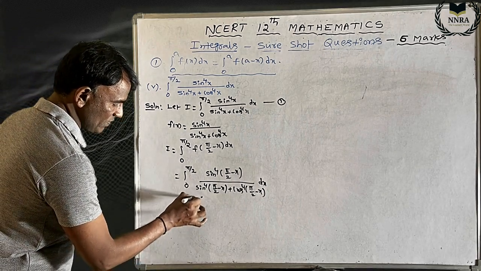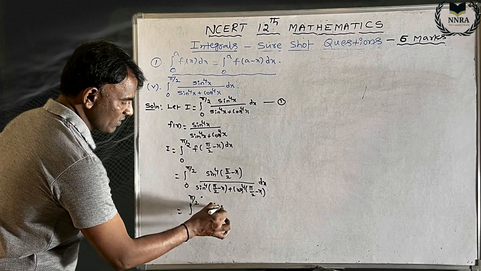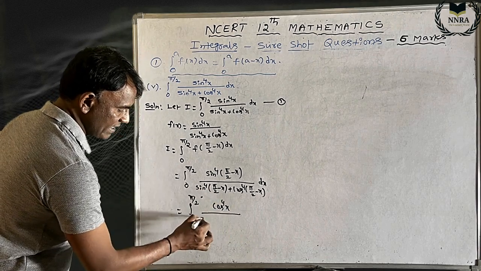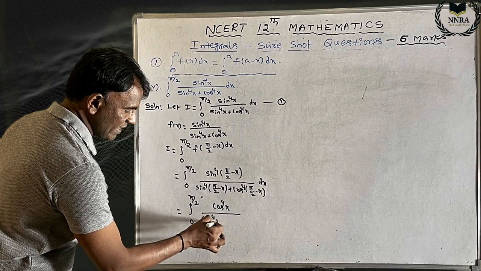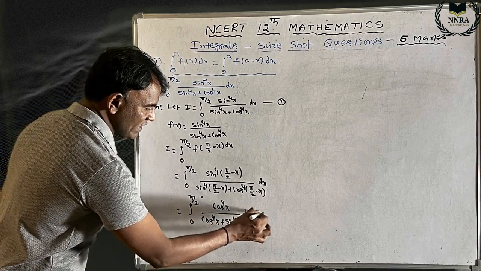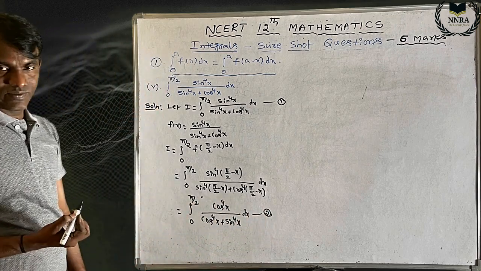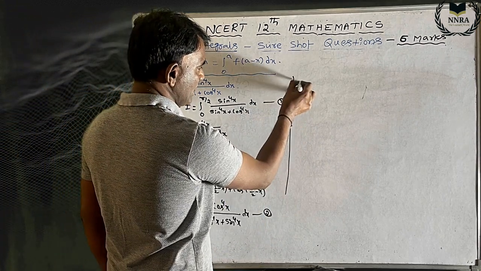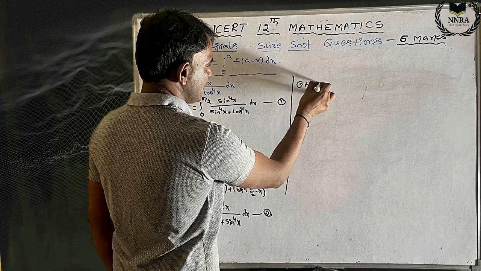So 0 to pi by 2. The numerator is cos^4 x. In the denominator again, the first term is cos^4 x, the second term is sin^4 x, into dx. Equation number 2. After this, add 1 and 2, that is 1 plus 2 implies that.